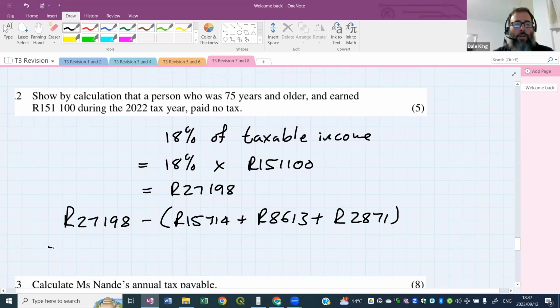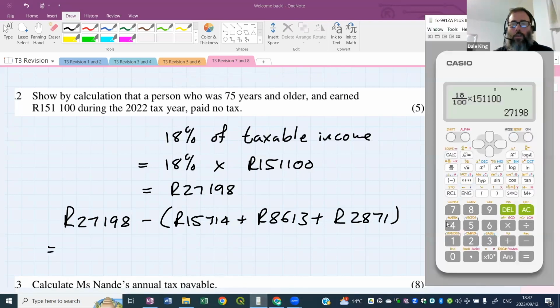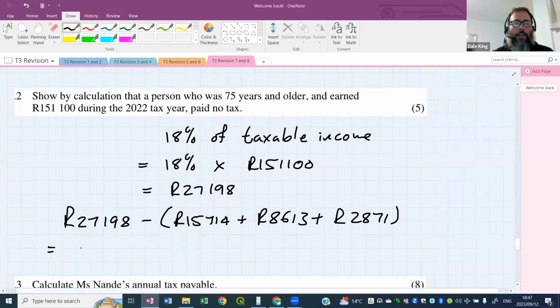Now I'm going to do a little sum here to work out what those rebates are all together. So I'm going to quickly add them up here. 8613 plus 2871. 27198.